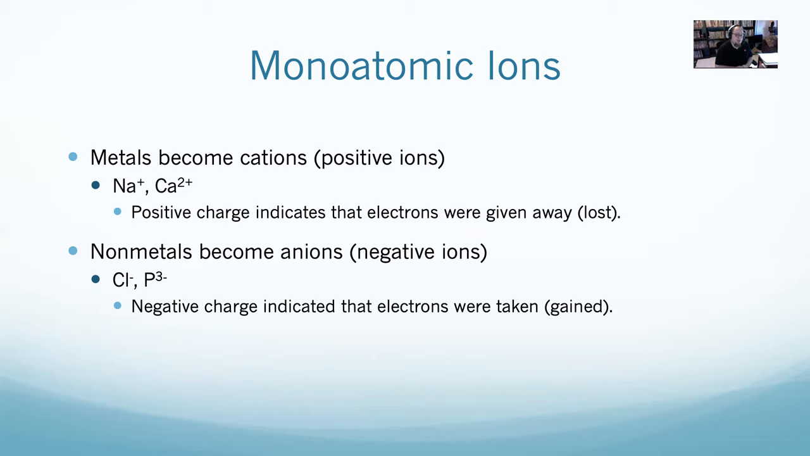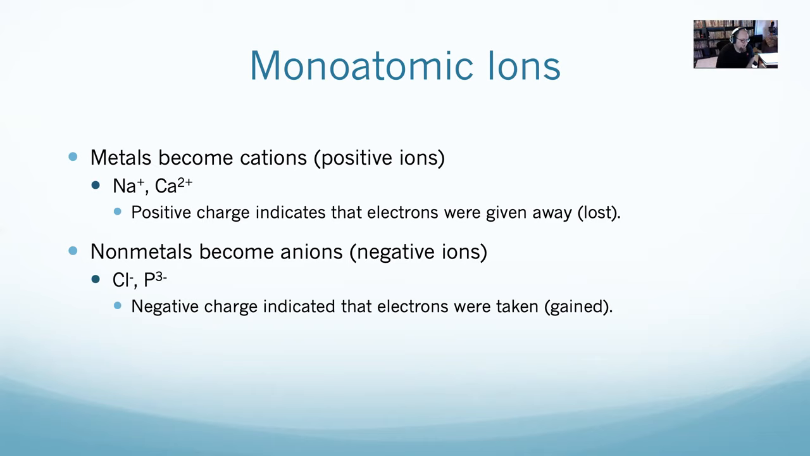When you write the charge of an ion, either cation or anion, you superscript the charge. So when sodium becomes an ion, it gets a charge of plus one, so you superscript a plus one.